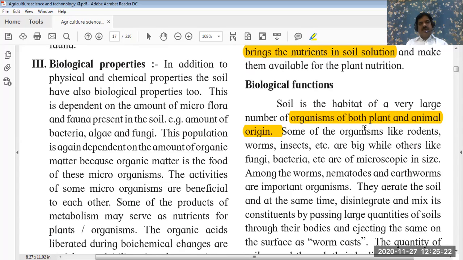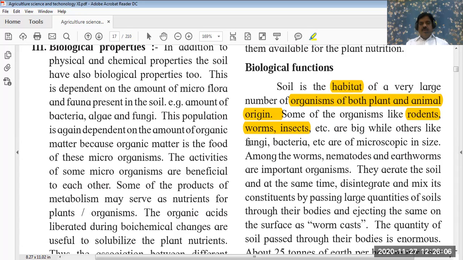Micro means very small, which cannot be seen by the naked eye. Those are called micro, which requires a microscope to see. In the same way, there are micro animals and macro animals, the larger animals like rodents, different kinds of worms and insects, then frogs and rats. These are all macro animals available in the soil. They remain there; it is their habitat. So soil is a habitat. Habitat means a place which gives shelter. So this soil gives shelter to plant and animal origin organisms.